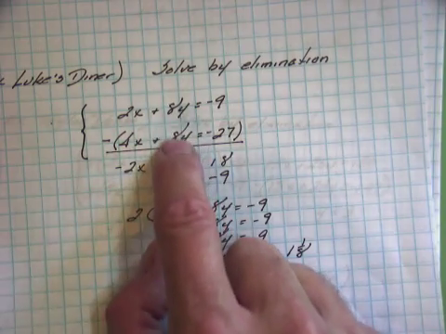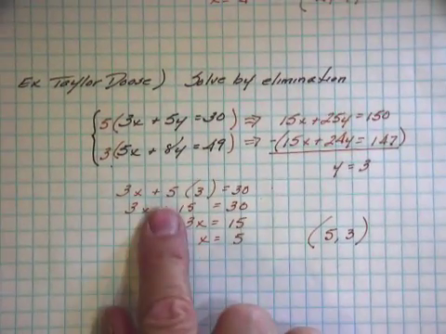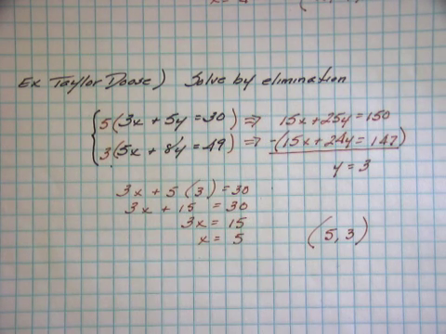Okay, so that's how you do elimination. You add or subtract. The first example was adding. The second example was subtracting, because you already have matching coefficients on one of the variable terms. Sometimes you don't. Sometimes you have to multiply one of the equations, and sometimes you have to multiply both of the equations.